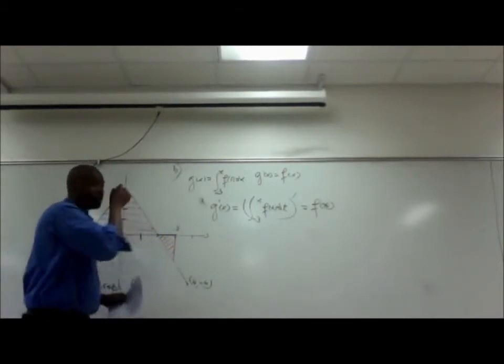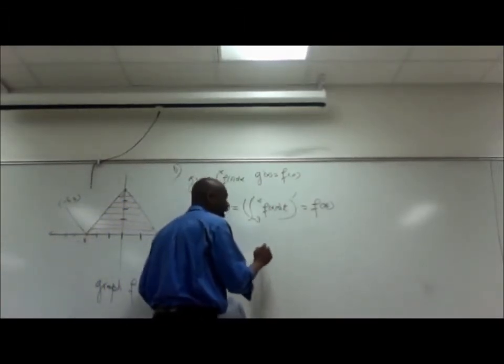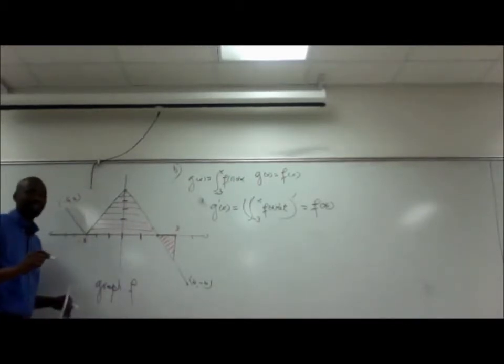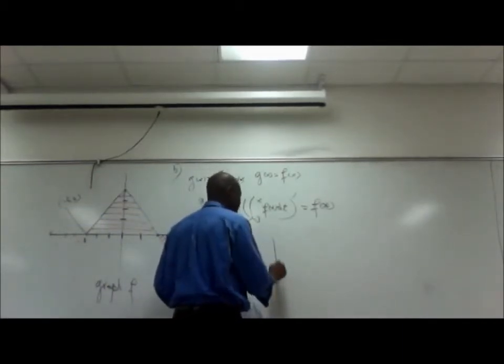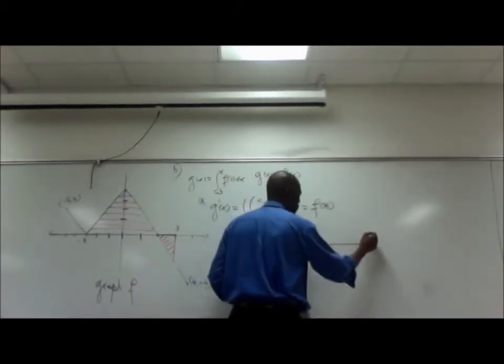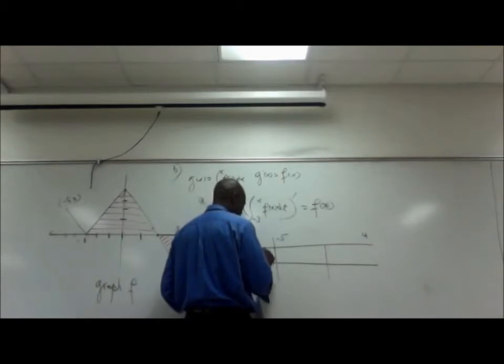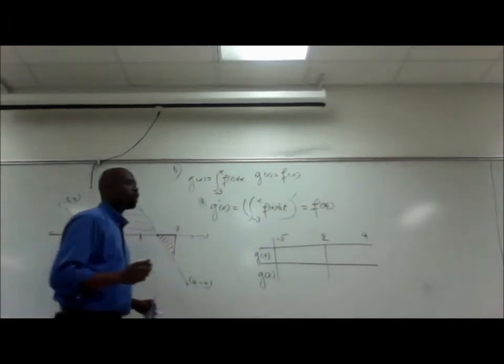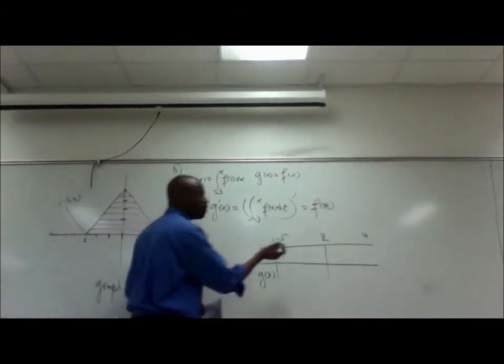All right. So now we got g prime of x equal to f of x. All you have to do is find where f of x equals 0, or where it is crossing the x-axis. It crosses the x-axis at 2 only. So we have a zero at 2.